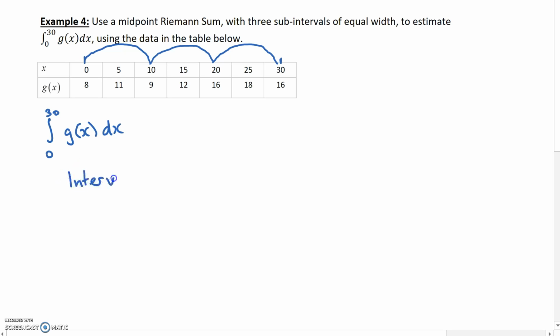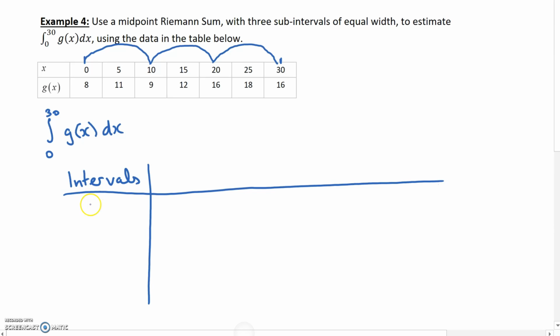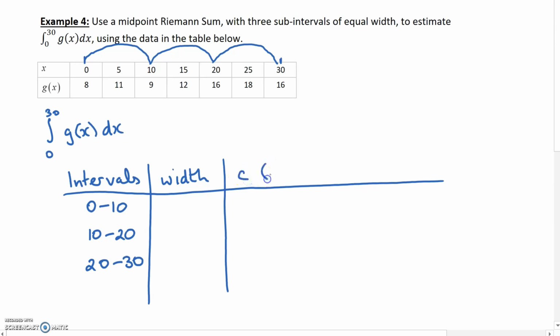So our intervals will be the first column. And the 3 intervals, we've already set them up: from 0 to 10, from 10 to 20, and from 20 to 30. The other columns are as they were for the other Riemann sums. We're going to have width. We're going to have C, and this time it's a midpoint Riemann sum, so put CMP there. Then f of C, and then finally the width times f of C.